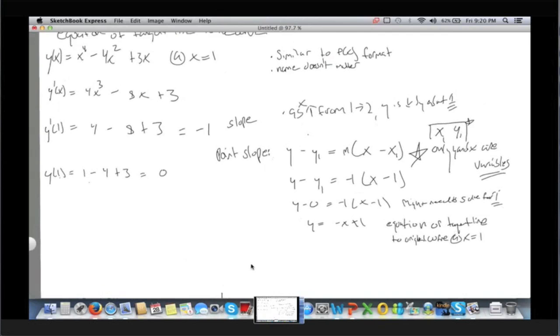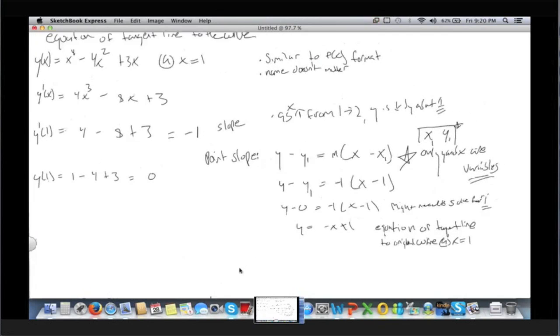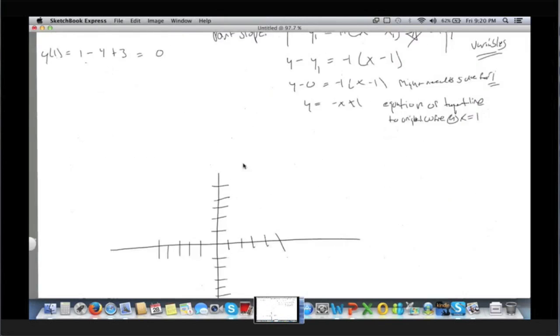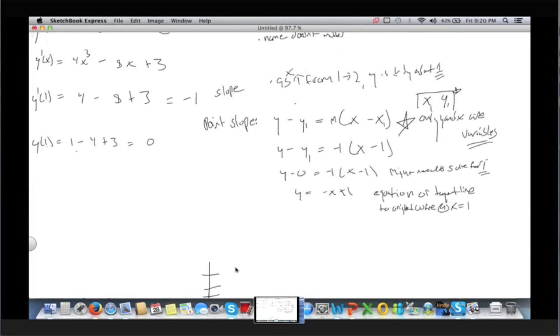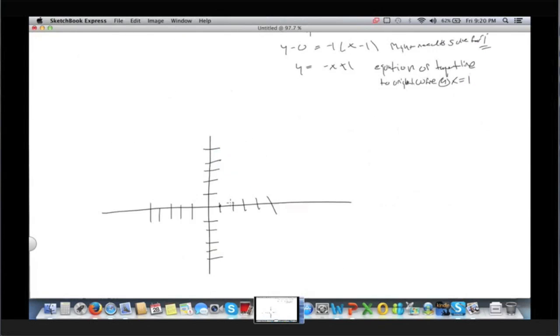When y is 0 and x is 1. So the first thing you should do is draw the curve.